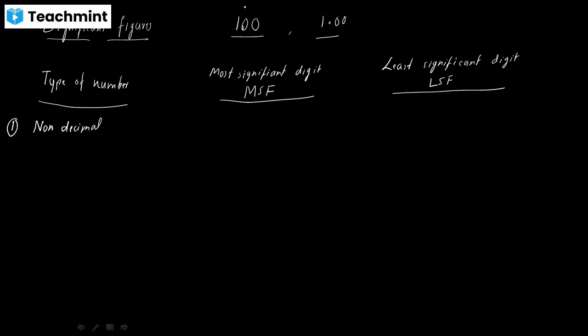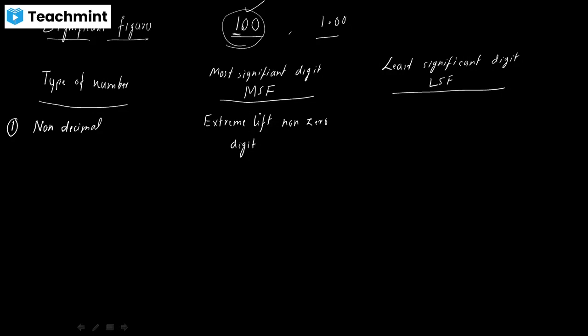So here you can see non-decimal is what? 100 is non-decimal, correct? Most significant digit of 100 is what, you know? Write down: extreme left non-zero digit. Can you answer, students? Which one is the extreme left non-zero digit here in 100? 1 or 0? Extreme left, that means towards your left. 1, correct? So here the extreme left non-zero number is the most significant.